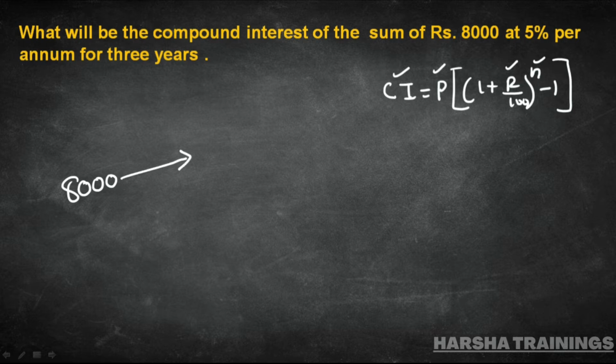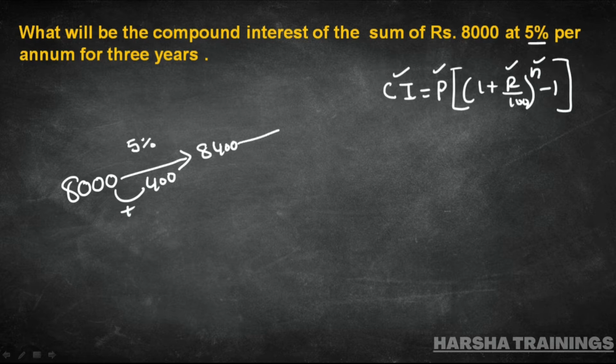So per annum rate of interest is how much? 5% per annum. In 8,000, 5% is how much? So 400 rupees. 8 fives are 40. Yes, 400 rupees. In the second year the principal amount is how much? 8,000 plus 400, so 8,400 rupees in the second year.